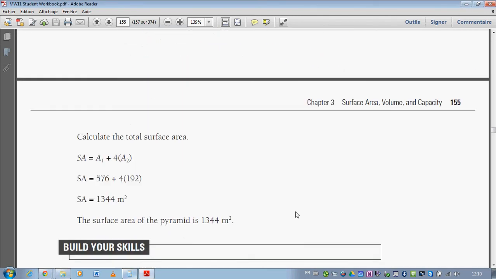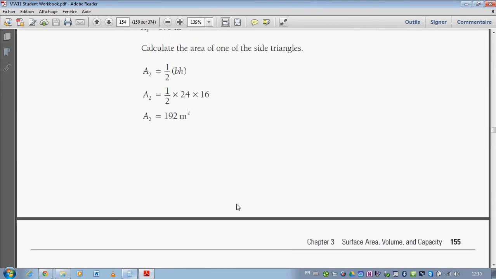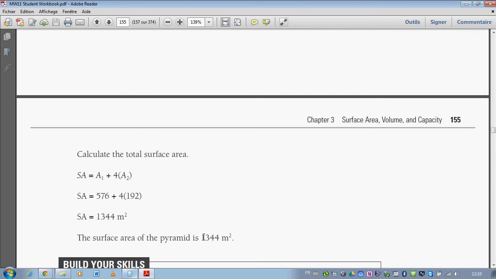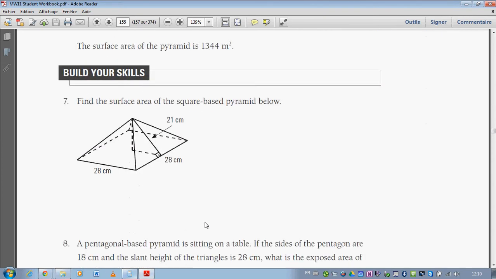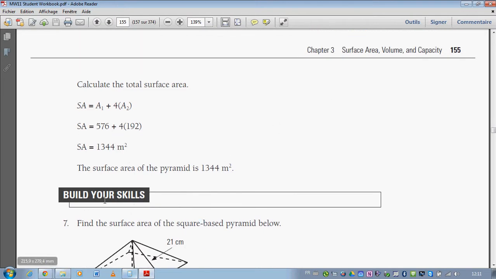Okay, so that's kind of what they do here. They go and figure out these areas, and then they get a value of 1,344 for the surface area of the pyramid. Now at this point you can pause the video and try out your Build Your Skills questions on page 155.